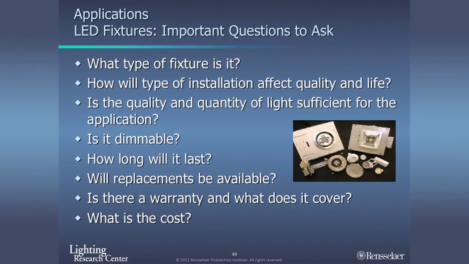So when someone is selling you a replacement, look at the lumen output of the replacement and compare it to the existing, because they're trying to get away with selling you ones that don't give you as much light as what you're replacing. Is it dimmable? If so, what controls can I use? How long will it last, and what's the warranty? The replacement, that's a big thing.